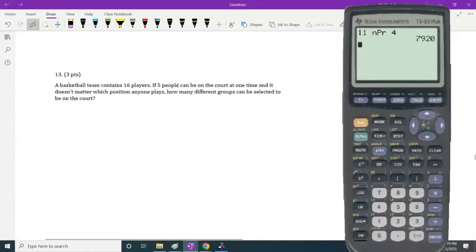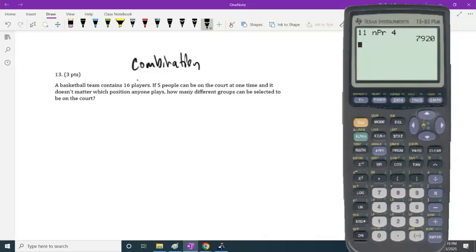Number 13, it says a basketball team consists of 16 players and 5 people can be on the court at one time, and it doesn't matter which position anyone plays. This is the catch to this problem. So that means that the order doesn't matter. Normally, when you're playing basketball, you want the tallest person to be the center. But in this case, it doesn't matter, because it said the order doesn't matter. They just need 5 people to play. This is a combination.